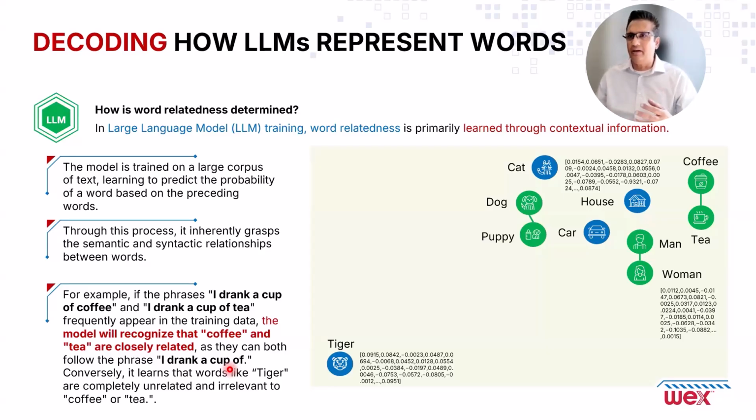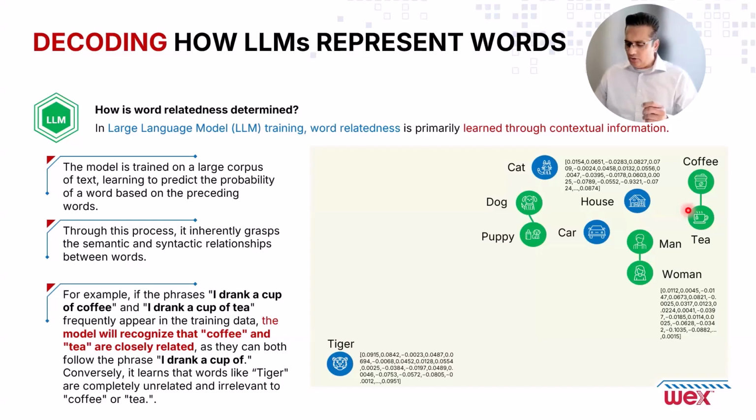It never determined anything like that, right? It always saw "I drank a cup of coffee" or "I drank a cup of tea" many more times. So then it figured out, since these two words are following this phrase many times, these two words must be closely associated with each other. That's how it created that map of the words.